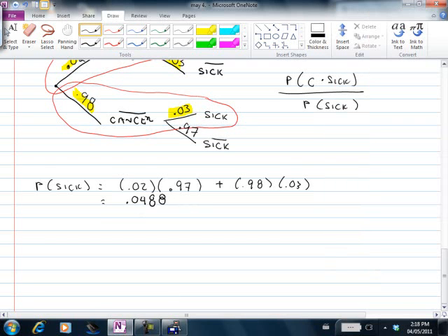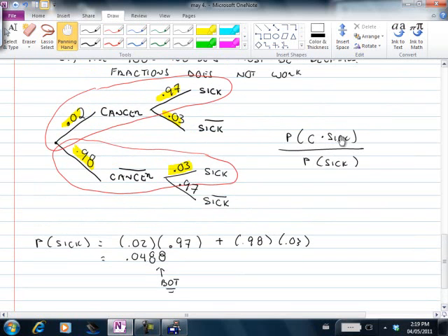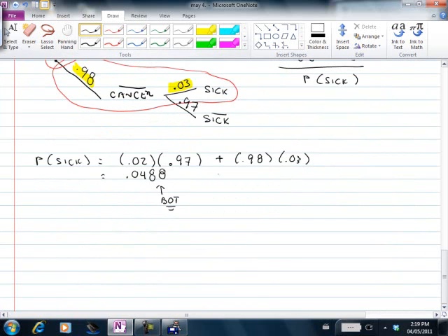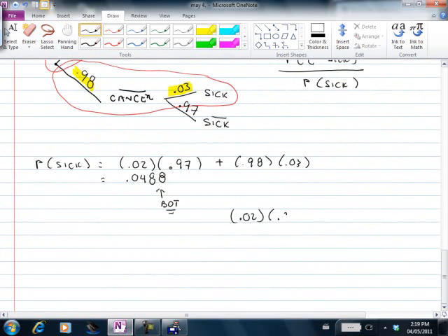Now, look at the top. So this is your bottom number right here. The top tells you you want a cancer patient who is tested sick. So there's only one pathway the top is referring to. Cancer and sick. Because that's what top refers to. The probability of someone having cancer and being sick is going to be 0.02 times 0.97 divided by 0.0488.